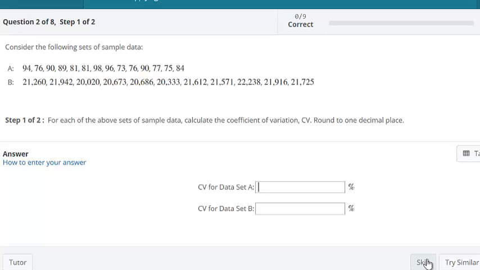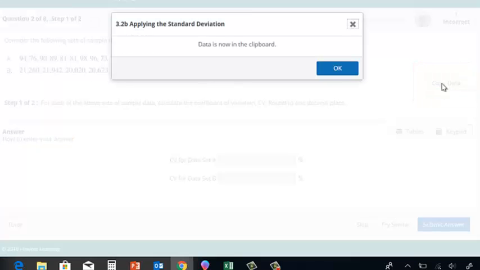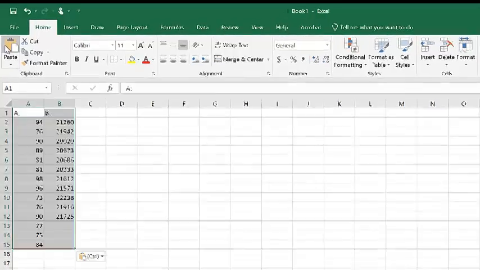Okay, the next one that comes up here, I am asked to find the coefficient of variation, or the CV, given two data sets. This is like 3.14. I need to show you how to do this in Excel. So I'm going to click this copy data button so I don't have to type each number in, and I'm going to paste these data into Excel.